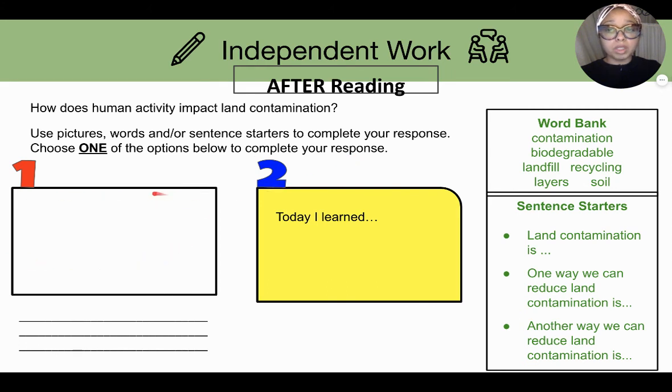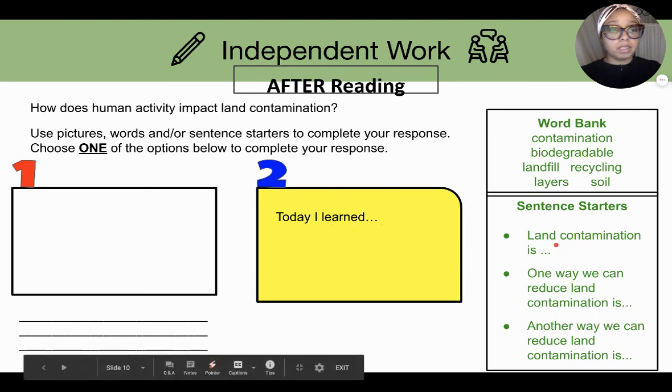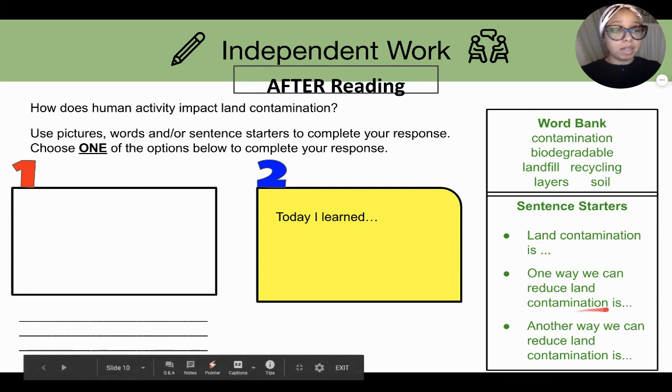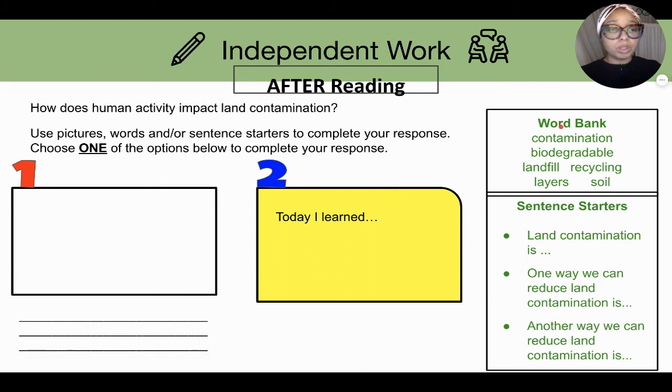If you're choosing option 1, you must add pictures, words from the word bank, and videos to complete your response. For option 2, you can write, "Today I learned," and then continue your answer with one of these sentence starters. Land contamination is, one way we can reduce land contamination is, another way we can reduce land contamination is. And for both responses, you can use words from the word bank such as contamination, biodegradable, landfill, recycling, layers, and soil.